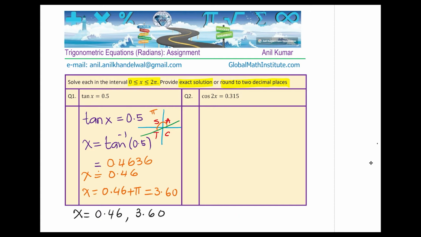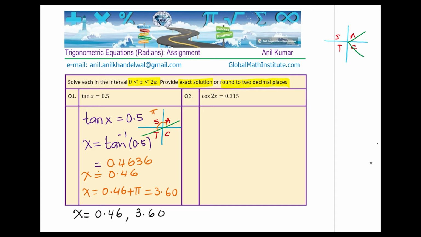Now here is the second question, which is cos 2x equals 0.315. I'd like you to pause the video and answer this particular question. And the solution should be within the domain 0 to 2 pi. So cos 2x is positive in which quadrant? Let's look into that first. So we know the cos rule. So that gives you cos as positive in quadrant 1 and in quadrant 4.